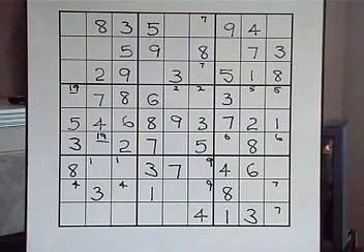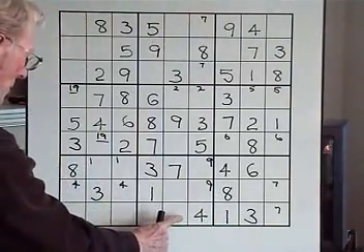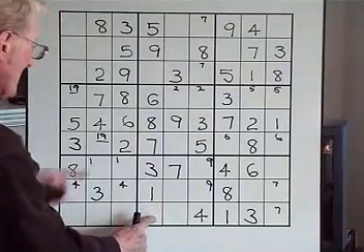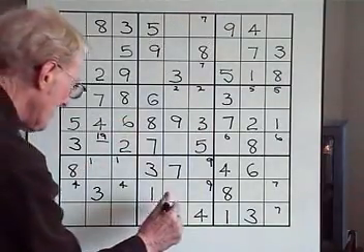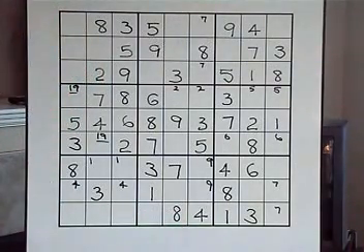7s, no 7s. 8s, well, look at this. 8s, we have a middle, we have a top, so therefore it has to be in the bottom here. There's an 8 already here, so this becomes an 8. Now you probably wondered why I paused a little while ago. I was looking at 8s, but now I see what happened. That's good.